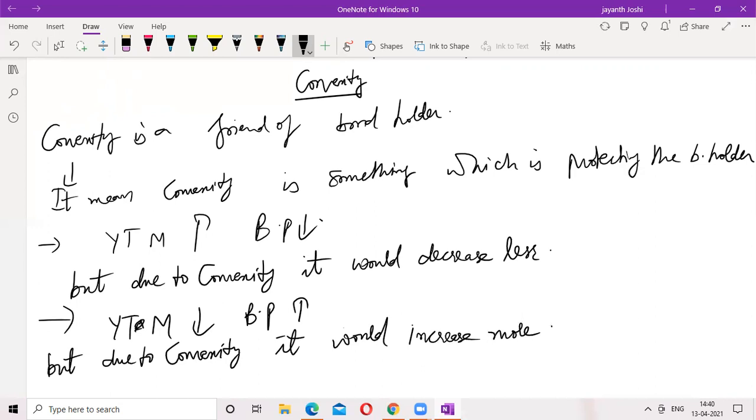ड्यूरेशन क्या बताता है? अगर आप yield to maturity बढ़ा तो बॉन्ड प्राइस बढ़ेगा, yield to maturity गिरा तो बॉन्ड प्राइस गिरेगा. बट एग्जैक्टली बताता है इतने परसेंट, for 2% change in yield to maturity, the bond price is increasing by 4%. For 4% change in yield to maturity, bond price is increasing by 8%. यानी exactly fixed changes बताएगा.